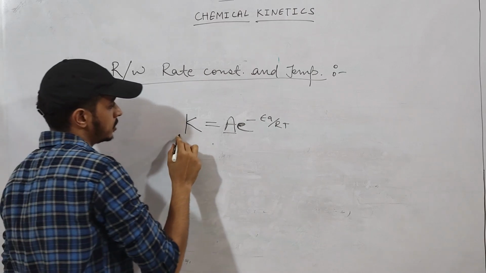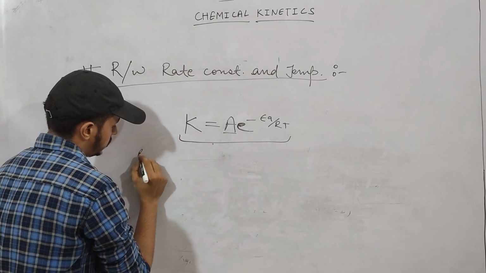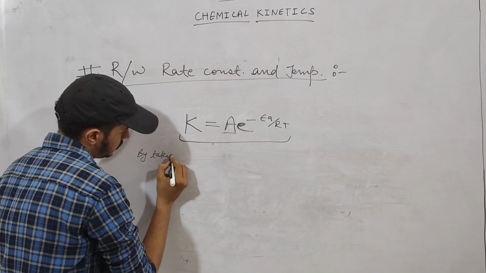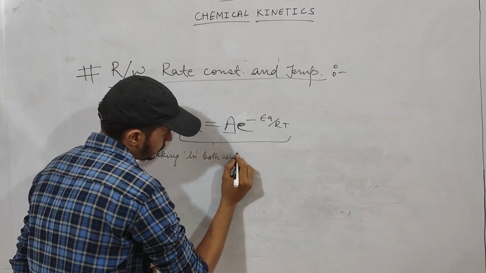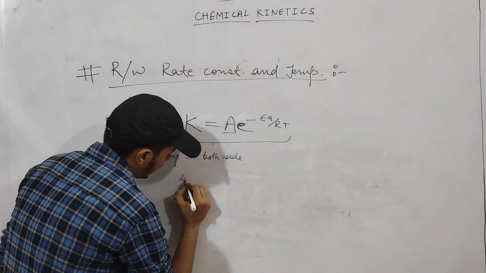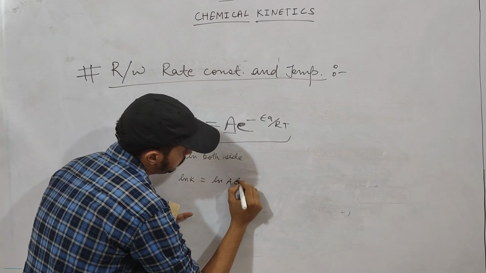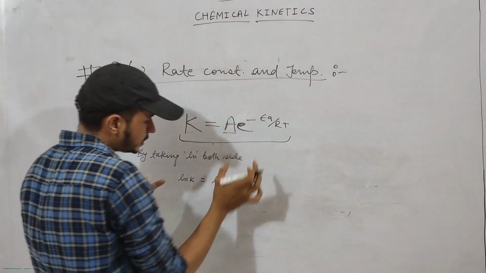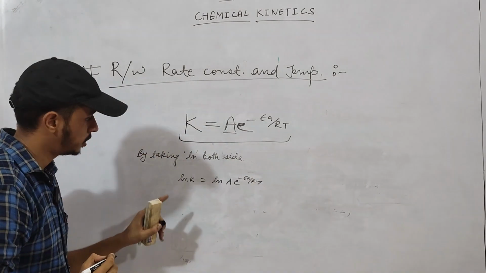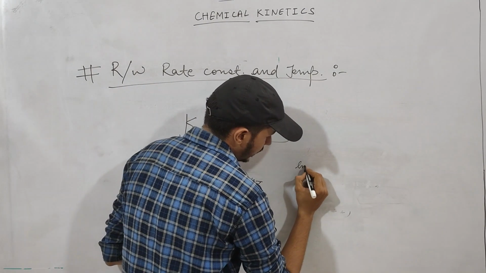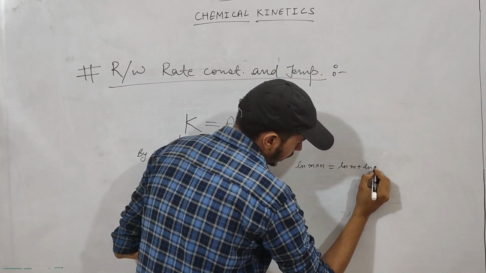So this is the Arrhenius equation, and we will solve it by taking ln on both sides. So what will it become? ln k is equal to ln of A e to the power minus Ea upon RT. This term will be the same, and we have taken ln on both sides. Now by using the property of log, ln of m times n can be written as ln m plus ln n.